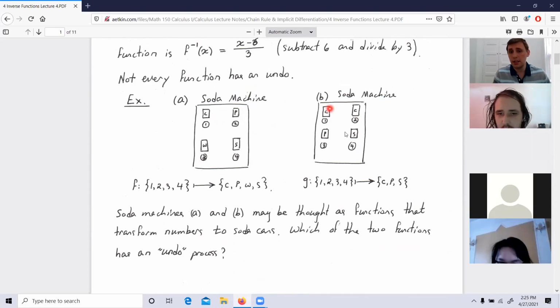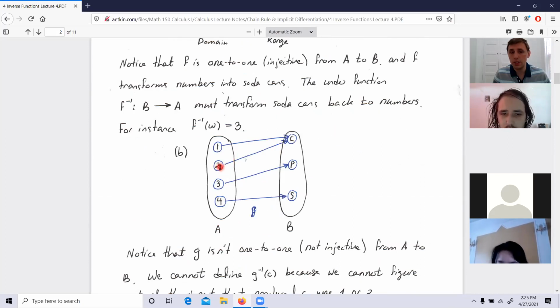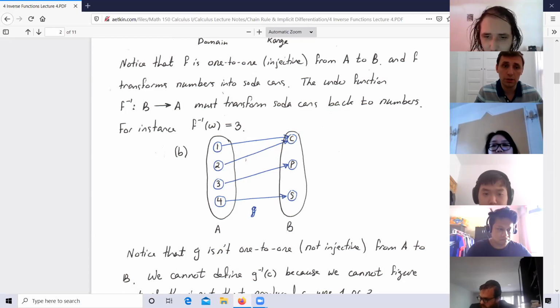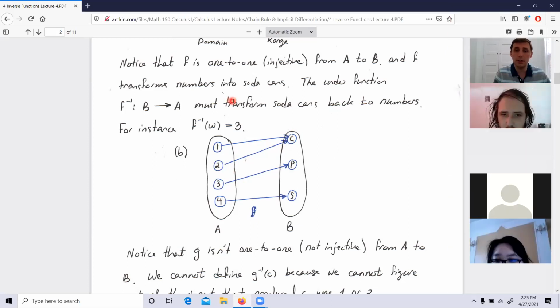On the other hand, here is another example, a different soda machine. Numbers 1 and 2 are both mapped to Coca-Cola, 3 to Pepsi, 4 to Sprite. What happens in this situation? You can see that 2 inputs from A are collapsed to 1 output. So when I start with Coca-Cola, I cannot figure out if I should go to 1 or to 2. So this operation does not have an undo. It's not an invertible operation. Make sense? So inverse operations are operations that cancel the function f.